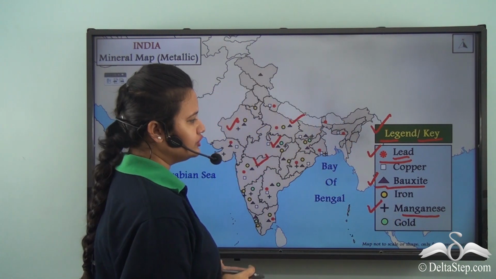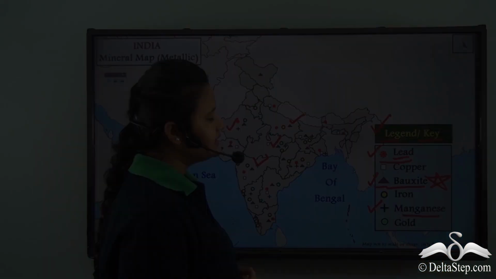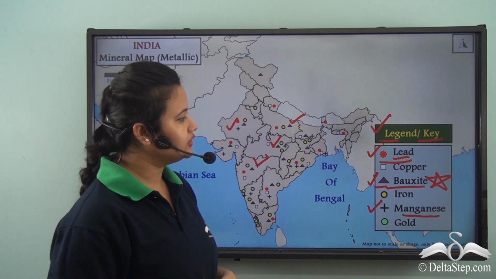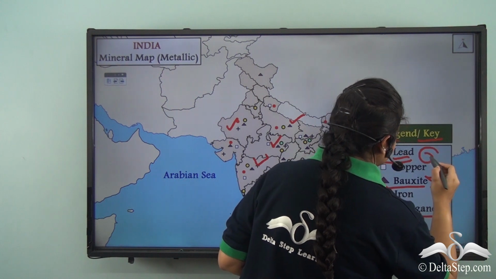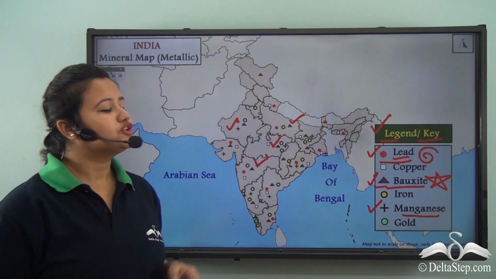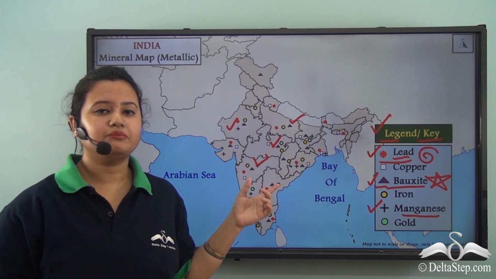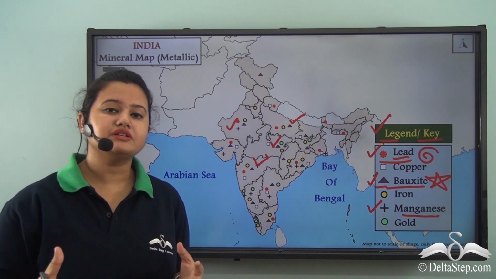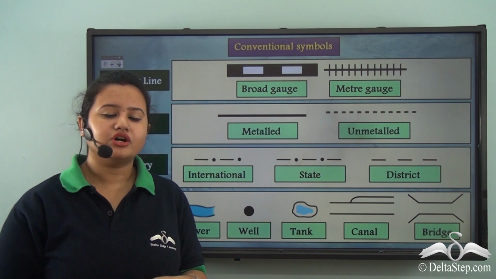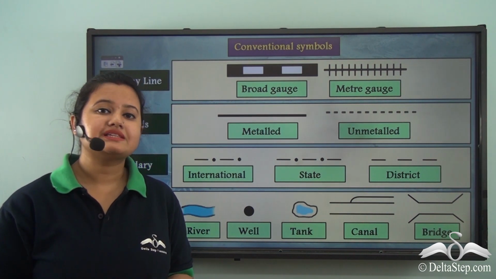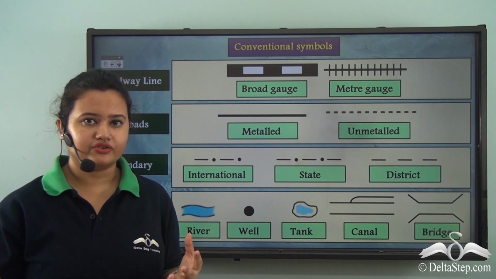Now in this map, as we can see, bauxite has been represented using this triangular symbol. But say if I want to represent bauxite by using this symbol, I can do so. Similarly, here lead has been represented using this symbol. But say I want to represent it using this symbol, I can do that. So this creates a lot of confusion because any person can represent any mineral or anything by using symbols or colors of their choice. So in order to avoid such confusion, some symbols and colors have been recognized worldwide and are used universally.